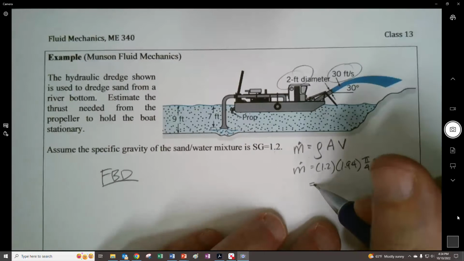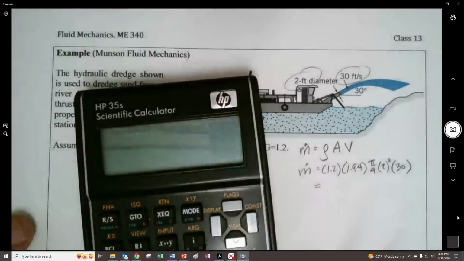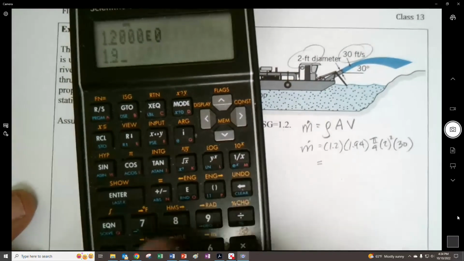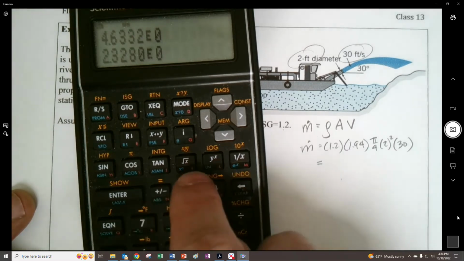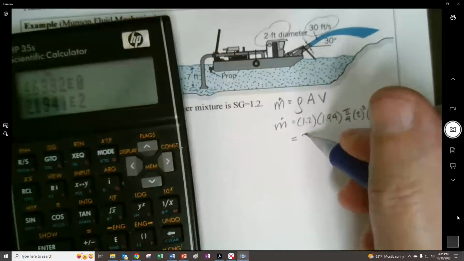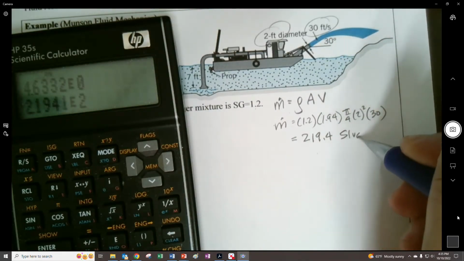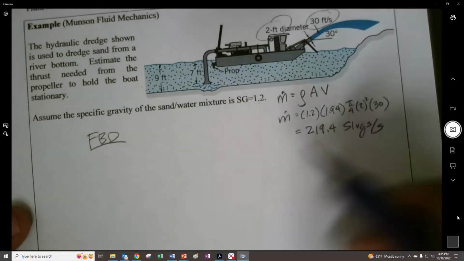So we're going to get ourselves a number I haven't calculated yet. All right. 1.2 times 1.94 times pi times 4 divided, that's 4 times 30. So 219.4 slugs per second is going to be our mass flow.